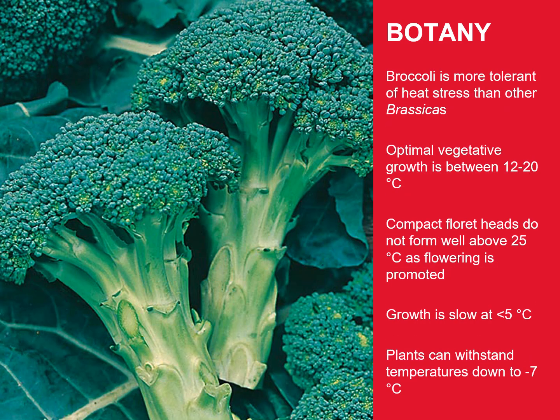Broccoli is generally more tolerant of heat stress than some other brassica types. Optimal vegetative growth is between 12 and 20 degrees centigrade. Compact floret heads do not form well above 25 degrees C, as this promotes flowering. Growth is slow below 5 degrees C, but the plants can withstand temperatures as low as -7.